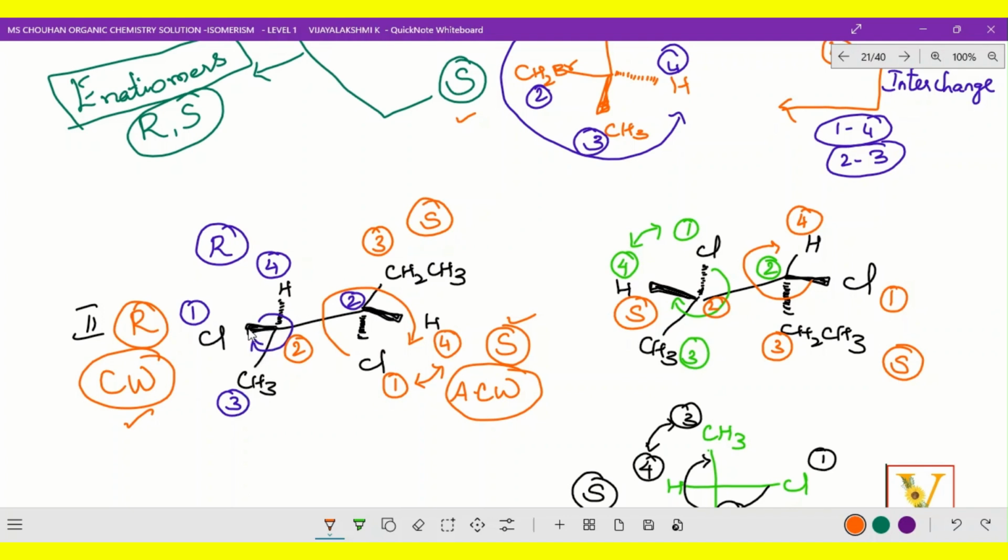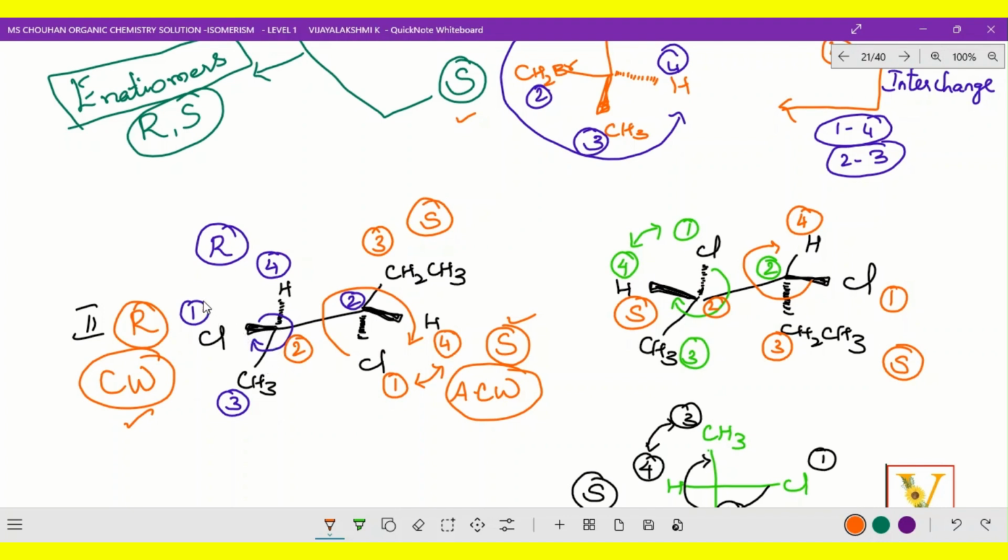Okay, now in the wedge position Cl is mentioned, and in the dash position hydrogen is there. That is what we have to check first whenever we are seeing the compound: whether hydrogen is in the dash position, and whether the wedge has a high atomic number, so that it will be easy for us to identify the RS configuration.